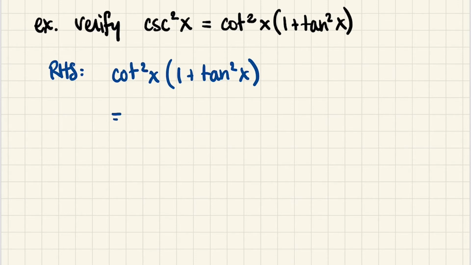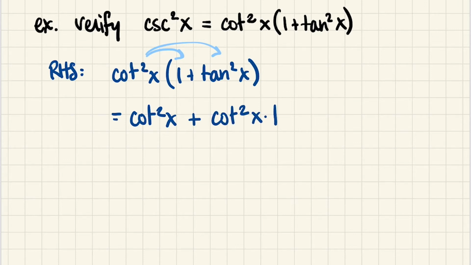Well, we have several options. One is we can distribute the cotangent squared. So yeah, let's do that. So cotangent squared times 1 plus cotangent squared times tangent squared. Now always keep in mind what form you're trying to end up with. We want this thing to become cosecant squared. So what can we do to turn this into cosecant squared?